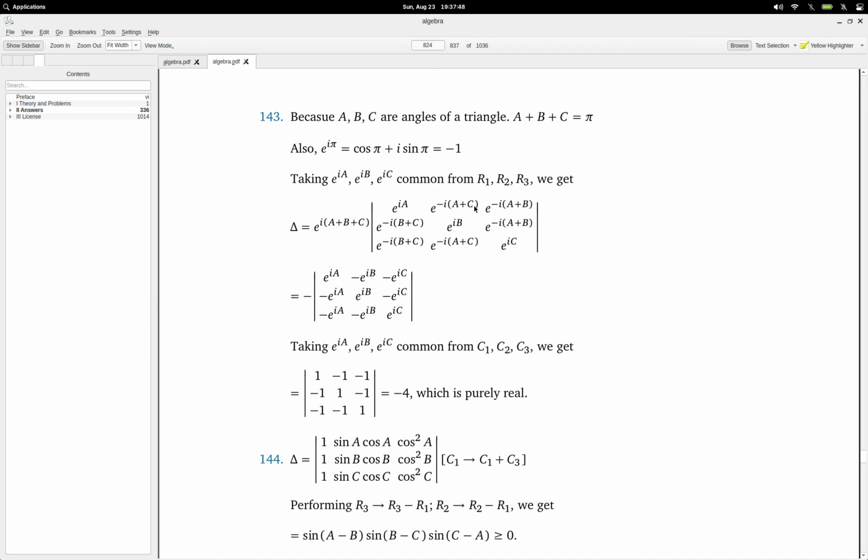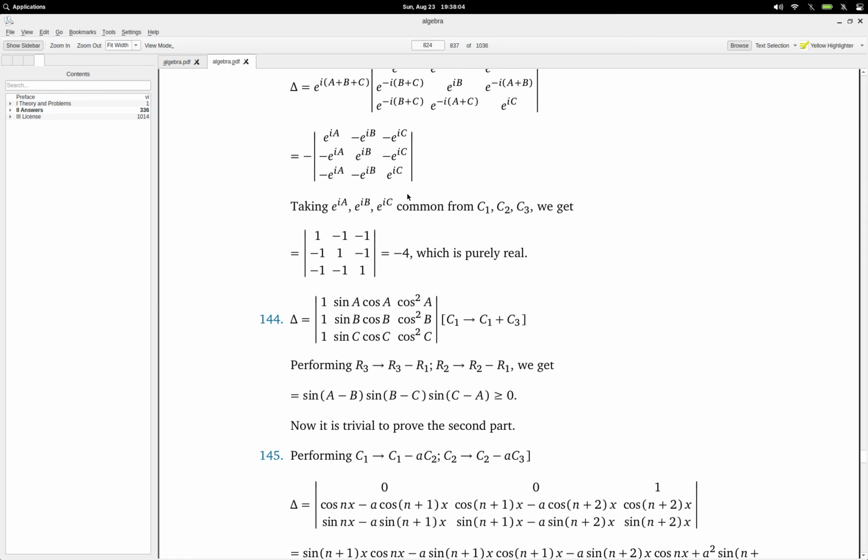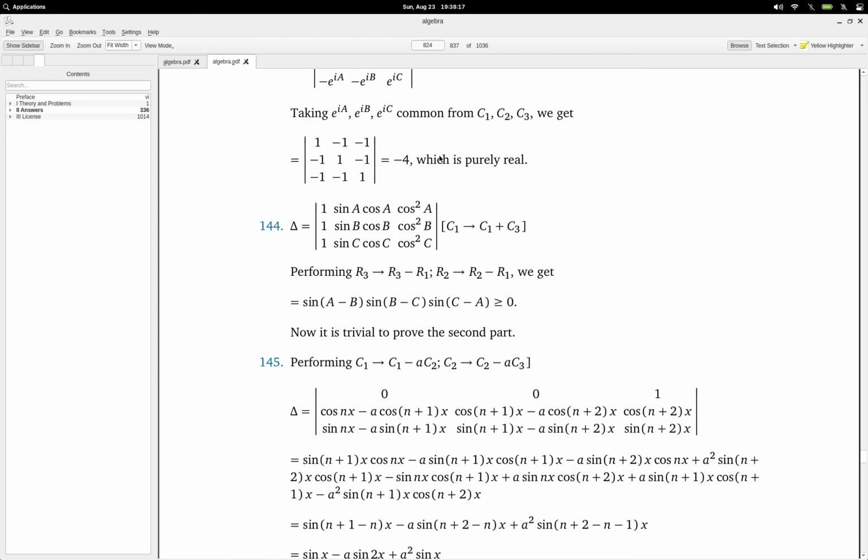So this A plus C will be pi minus B. So it will become e to the power ib, minus e to the power ib, minus e to the power ic, and so on. You will see that the first column is e to the power ia, second is e to the power ib, third is e to the power ic. Once you take e to the power ia, e to the power ib, e to the power ic common, again minus will be the result, and minus minus will be plus, and the determinant will be minus 4, which is purely real.